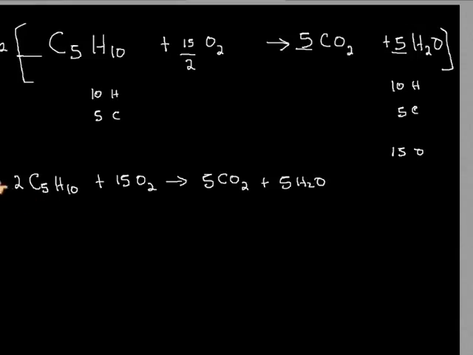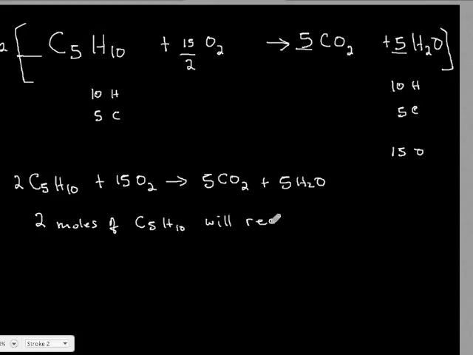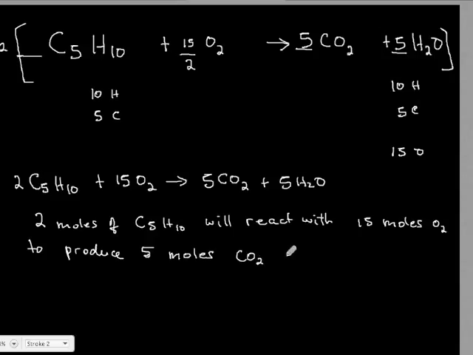And we now have the mole ratios. We know that for every 2 moles of C5H10 will react with 15 moles of oxygen to produce 5 moles of carbon dioxide and 5 moles of water. And this mole ratio holds true for any mass amounts of the material.